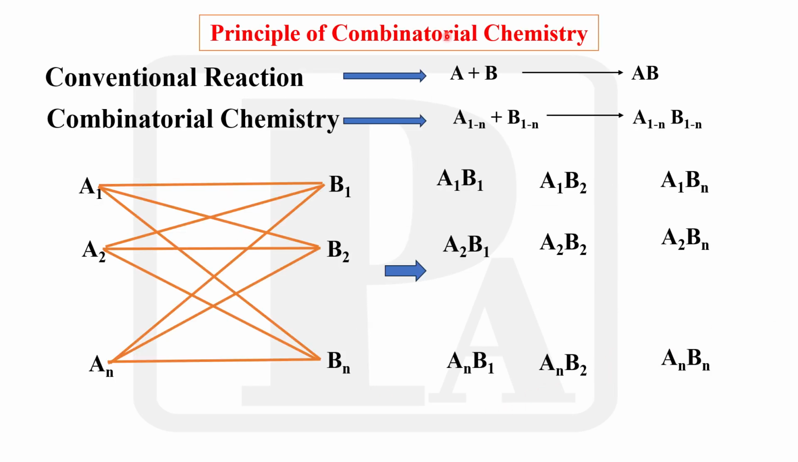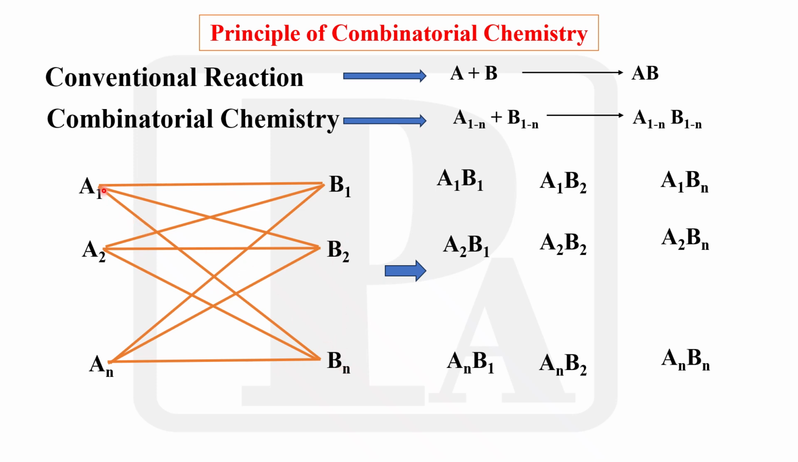Now we'll see the principle behind combinatorial synthesis. In a conventional reaction, we take two reagents, for example A and B. We combine them and finally get a compound, AB. Whereas in combinatorial synthesis, we take n number of A with n number of B. They are combined and finally we get n number of A with n number of B. For example, we take A1, A2, up to AN, and B1, B2, up to BN.